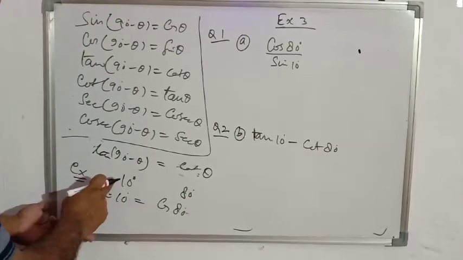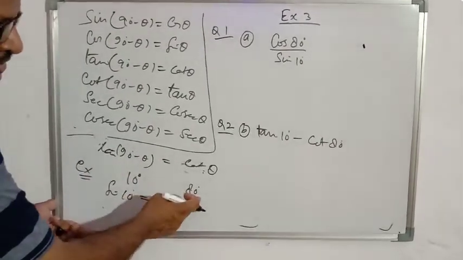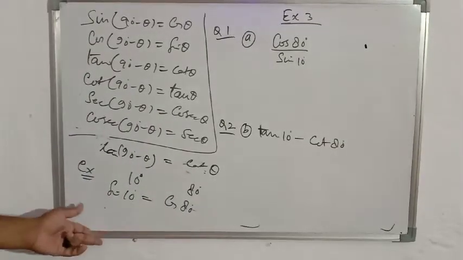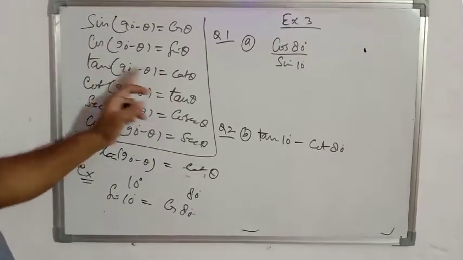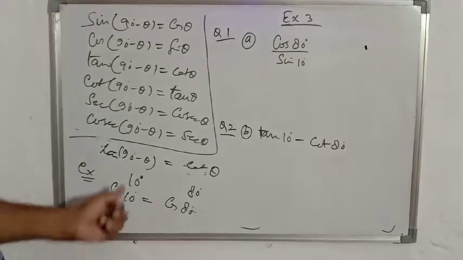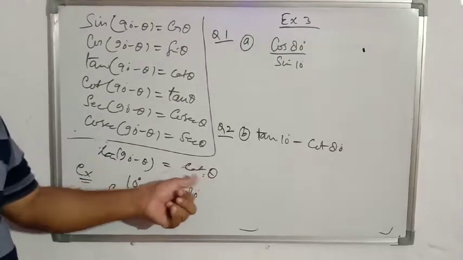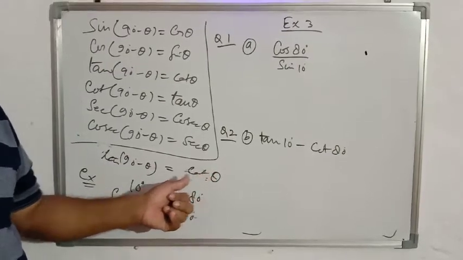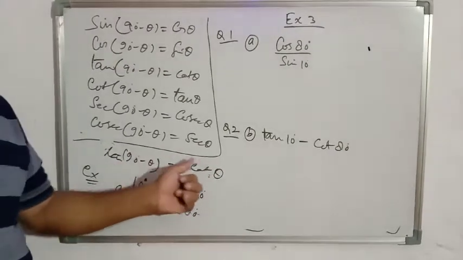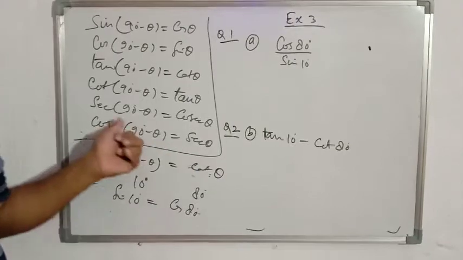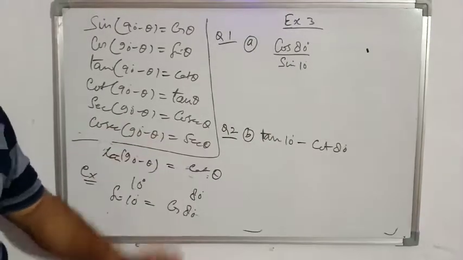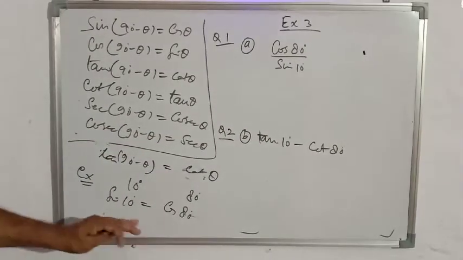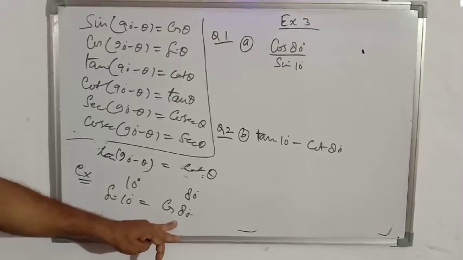We can take tan also. Tan of 10 will be equal to cot of 80. Tan and cot both are related. So if two angles are complementary, sine of one angle equals cos of the other angle, or tan of one angle equals cot of the other angle, or sec of one angle equals cosec of the other angle. So sin 10 and cos 80 both are equal.